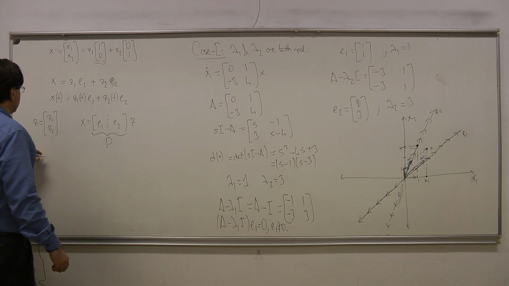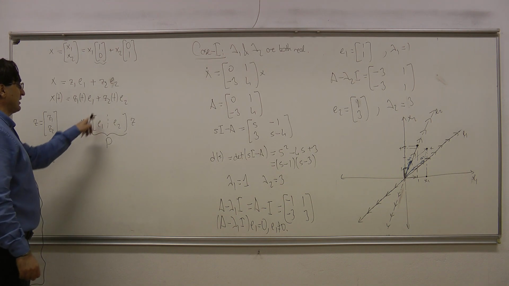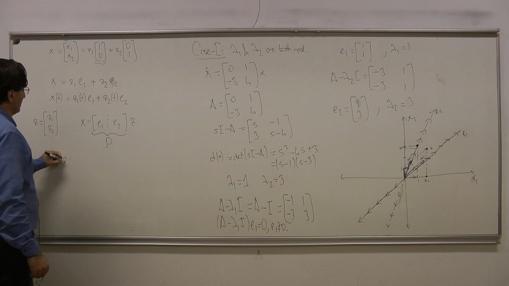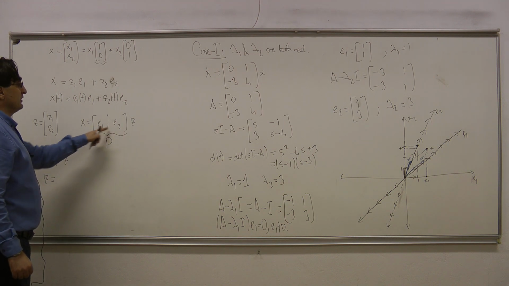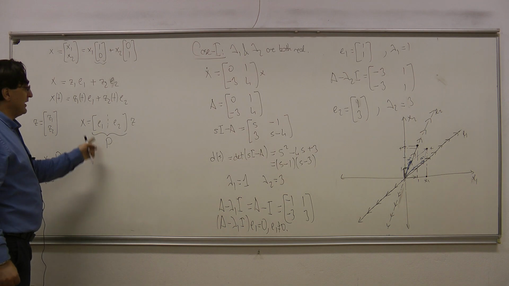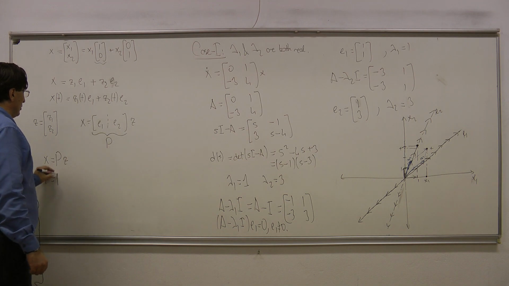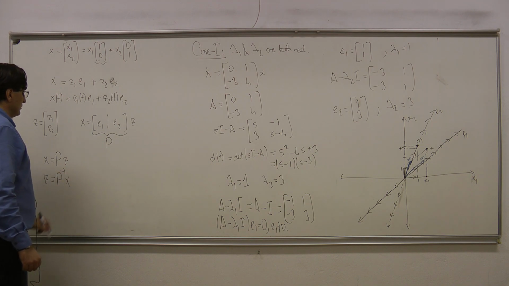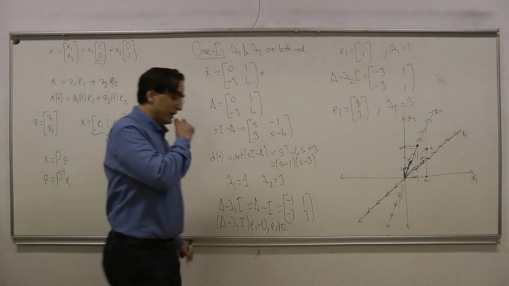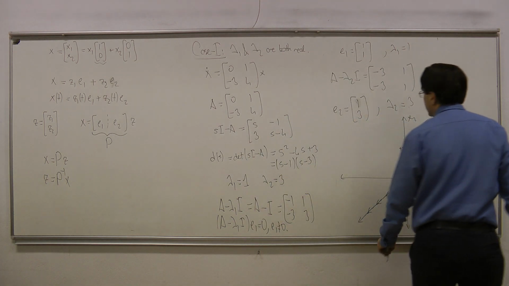Now that gives me the state vector change. This is a constant matrix, so x equals P times z. Or, since these eigenvectors are linearly independent, this matrix is going to be invertible, so I can say z is equal to P inverse x. These two expressions are equivalent.